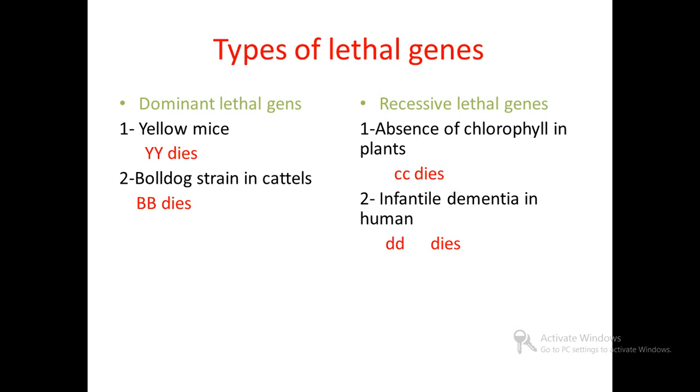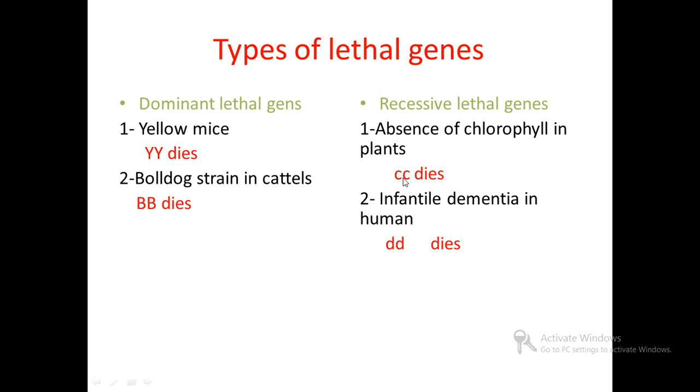So, what are lethal genes? Lethal genes are genes that, if they are found in pure state, cause death, pure dominant or pure recessive. There are 4 examples of lethal genes. The first example is yellow mice, a dominant lethal gene. The individual who carries 2 dominant genes, Y capital, dies. Bulldog strain in cattle: the individual who carries 2 dominant genes, B capital, dies.